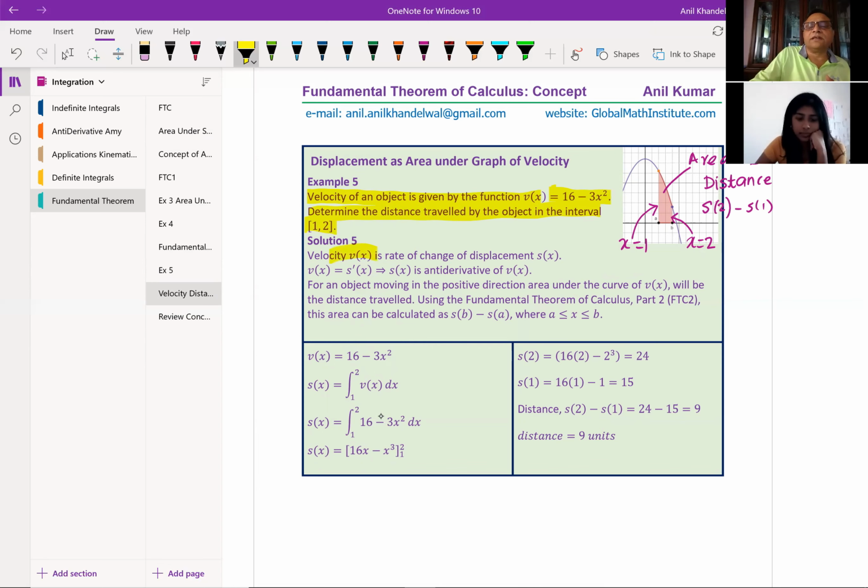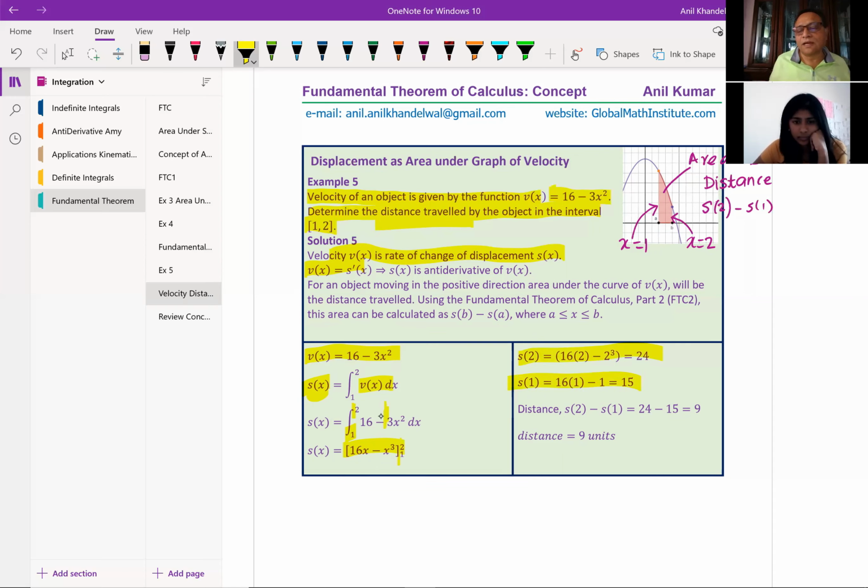Now, you know velocity is the rate of change of displacement, right? So velocity is the rate of change, s prime of x, and that gives you the idea. The antiderivative is the area. The area under the curve of velocity is the distance traveled, and that is what we want to find. So we want the area under the velocity curve. The velocity function is 16 minus 3x squared. So the displacement is the integral of this with lower and upper bound. The integral of 16 minus 3x squared is 16x minus x cubed. Again, 3 and 3 cancel. And the limits are 1 to 2.